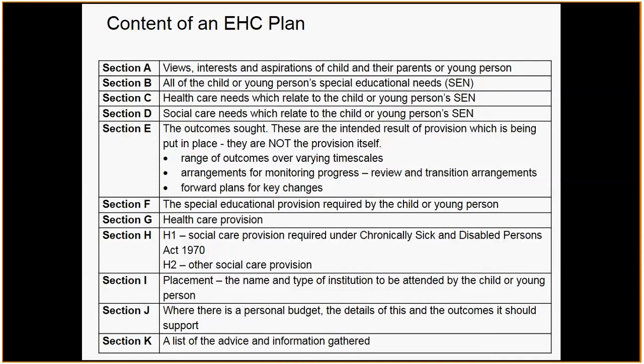Section I is the placement, the name and type of institution to be attended by the child or young person. A draft plan shouldn't have the institution named. Section J, where there is a personal budget, the details of this and the outcomes it should support. Section K, a list of the advice and information gathered.